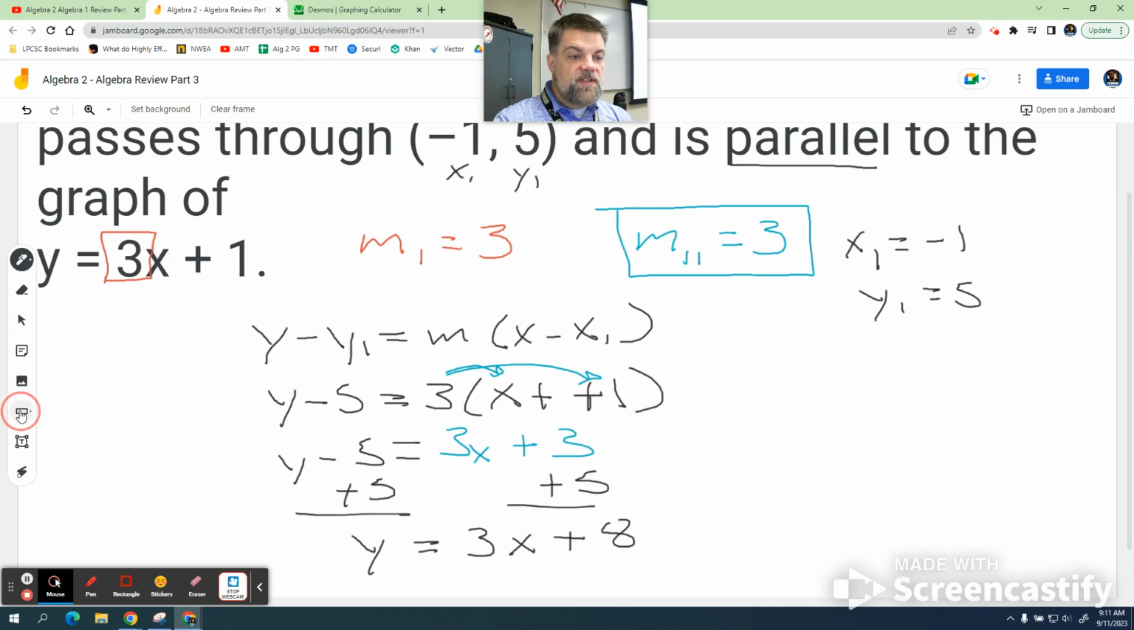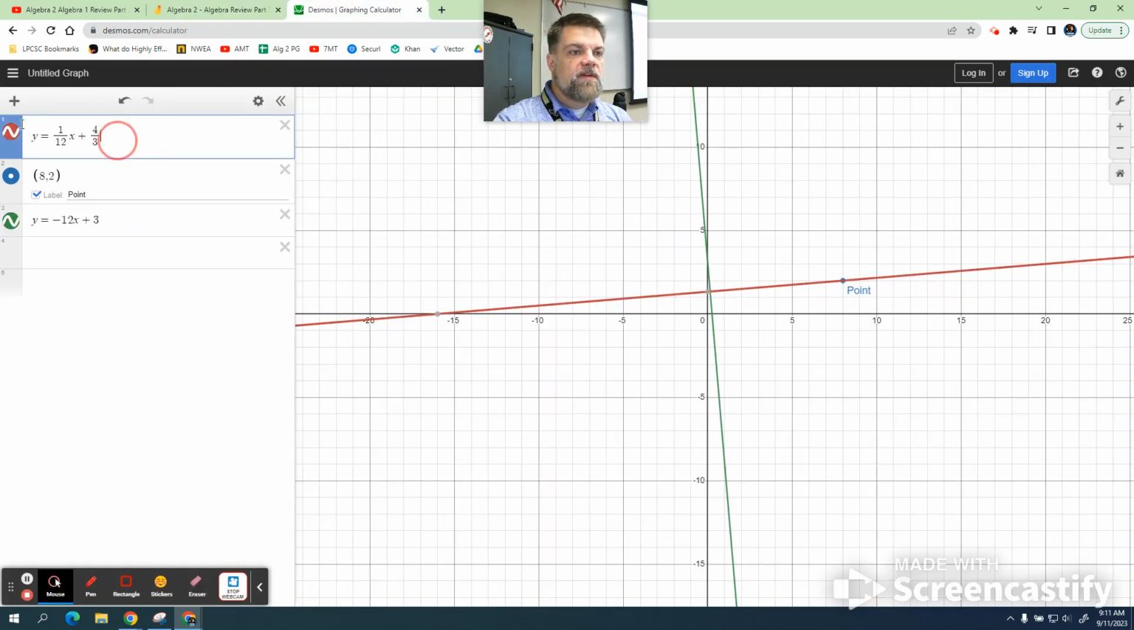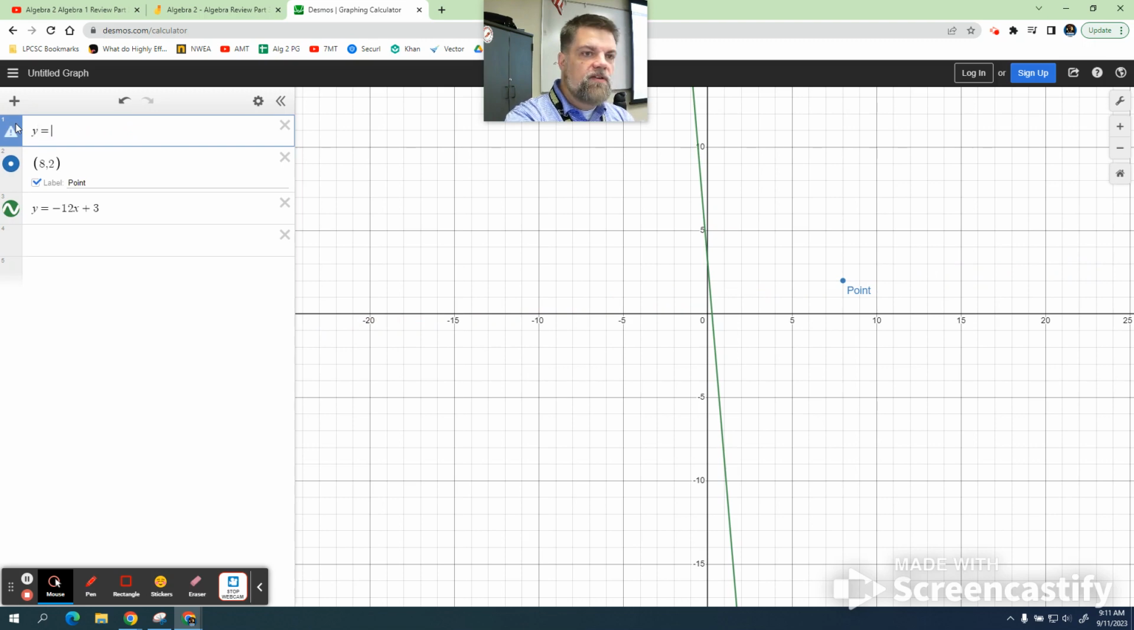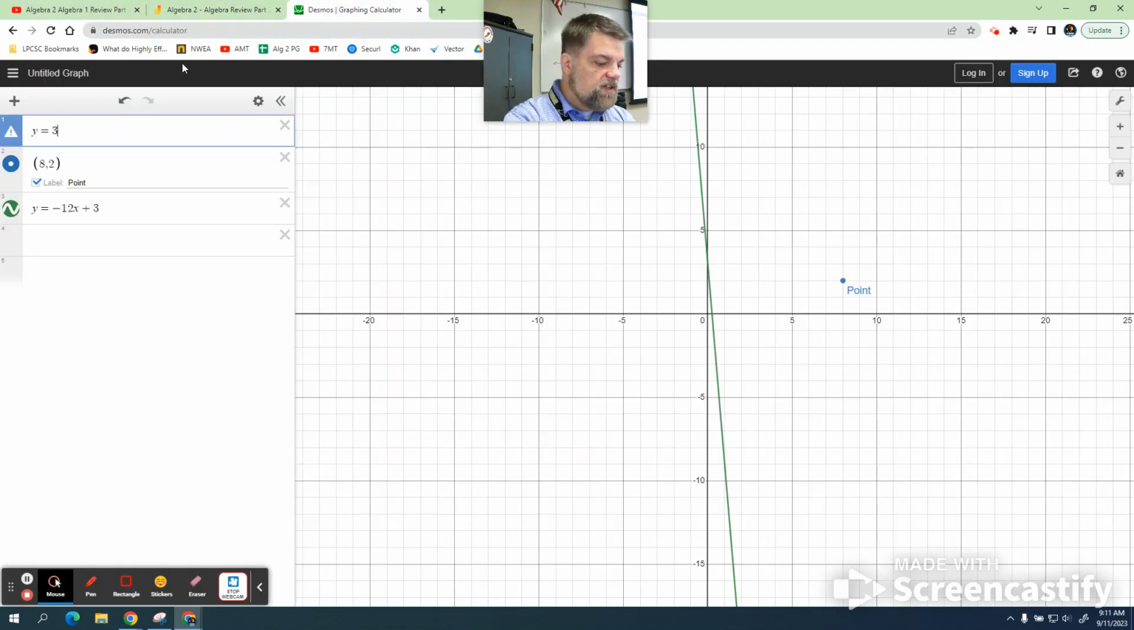Now, Mr. Adams is a pretty decent mathematician, but it is possible I made a mistake. So how do I double check to make sure that that line is parallel to this line and it passes through the appropriate point, -1, 5? I'm just going to graph it. So what I'm going to do is I'm going to come in here and I'm going to say y equals, what was it again? 3x plus 1 was the original one. So I say 3x plus 1.